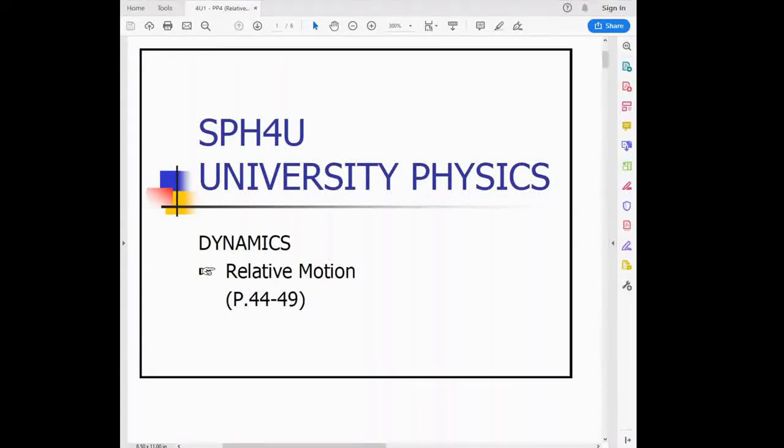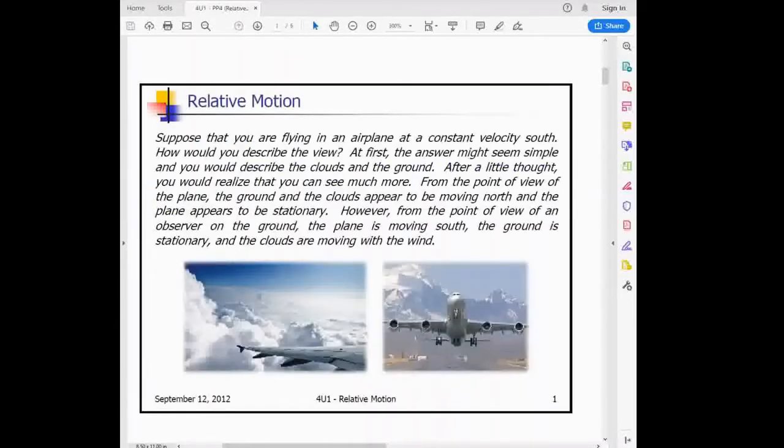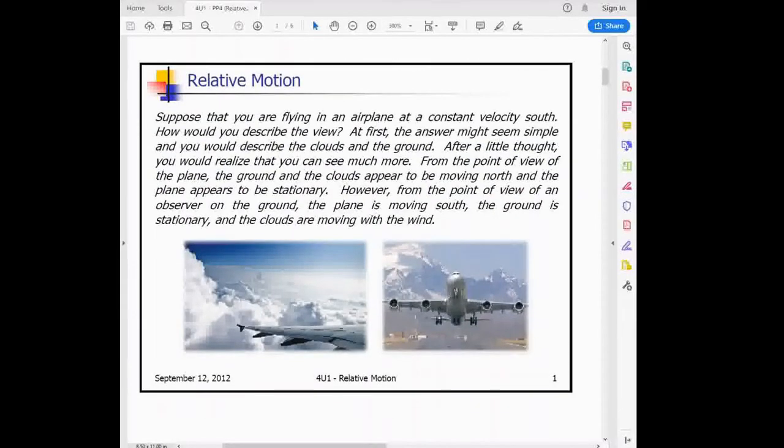So our next lecture is relative motion. This covers section 1.6 in your textbook. And a good situation that describes relative motion would be that of a person in an airplane.